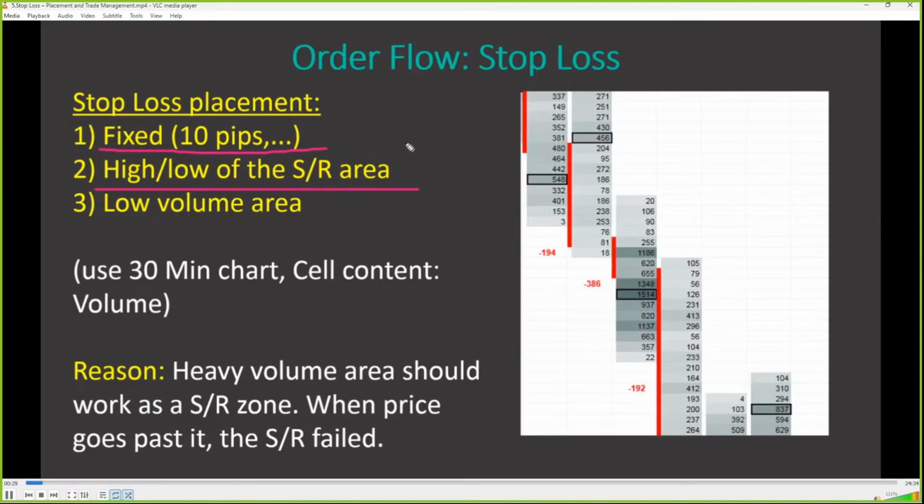Then you can also place your stop loss in high or low of support and resistance area. I'll show you some examples later. And also you can place your stop loss in low volume area. So for example, if you went short from this volume node, then the stop loss for you would be somewhere in here, low volume area.